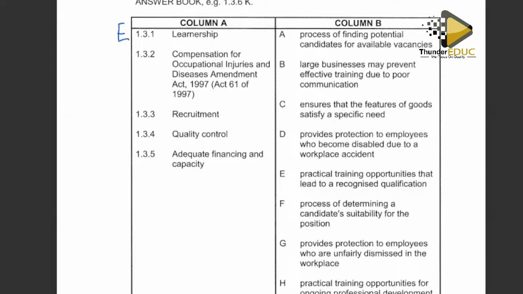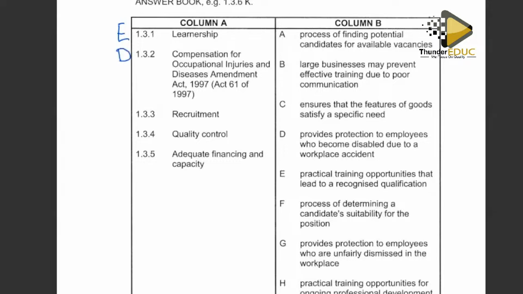So let's check 1.3.2. So 1.3.2, we have compensation for occupational injuries and disease amendment. So now our appropriate answer in this regard is going to be provide protection to employees who become disabled due to a workplace accident. So our appropriate answer in this regard is going to be D.